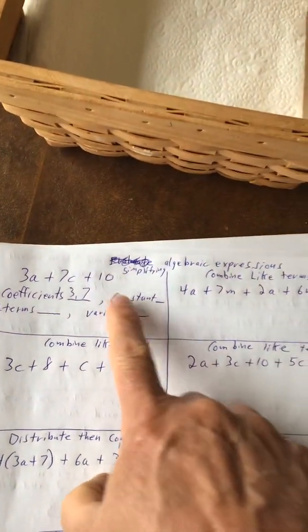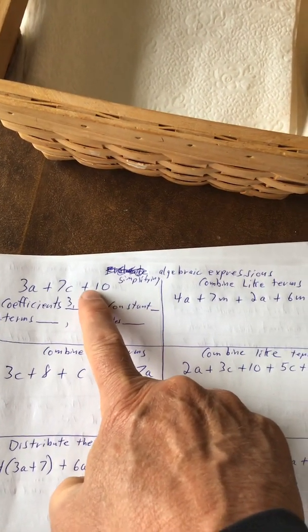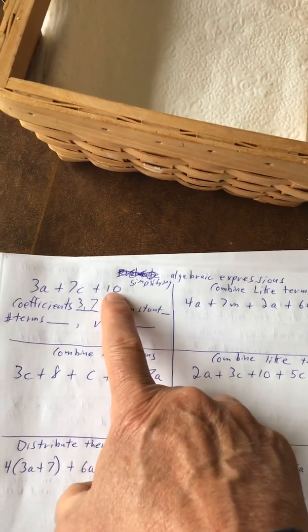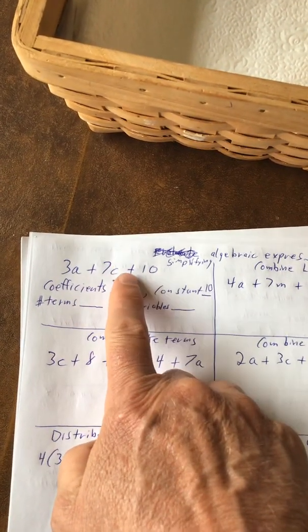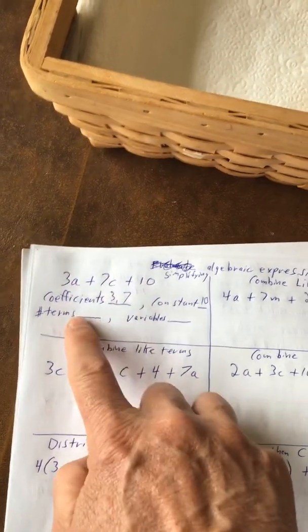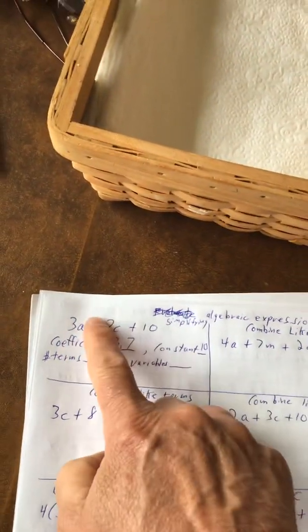Now your constant is, if you have a number all by itself, like plus 10 or minus 1, that'd be called a constant. And this is what kind of 10? Well, it's actually positive 10. Now, if that was minus 10, I'd call that negative 10. And then how many terms are there? Well, the terms are linked together by the pluses and minuses. So you have 1, 2, 3 terms. There's 3 terms in this. This whole thing is called an algebraic expression.